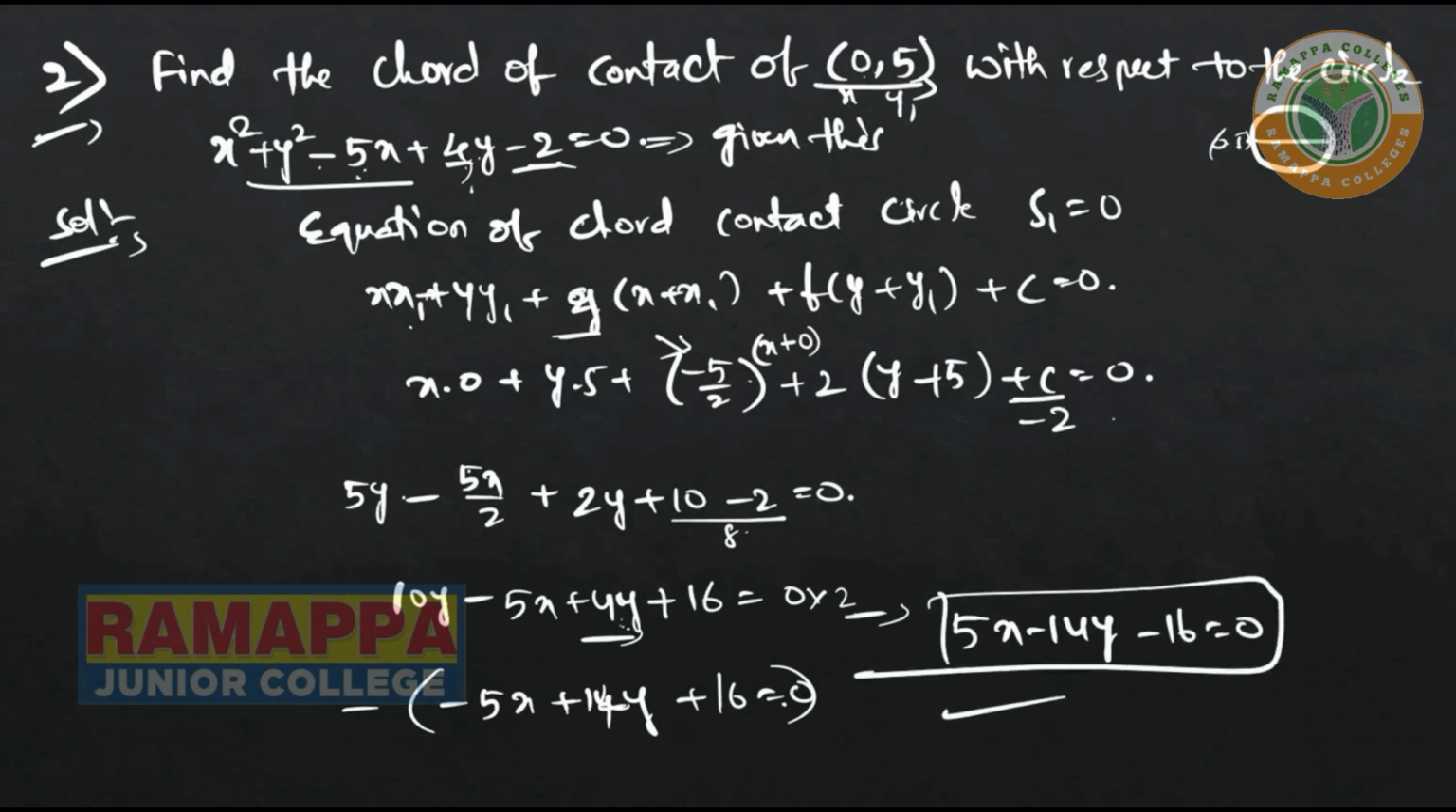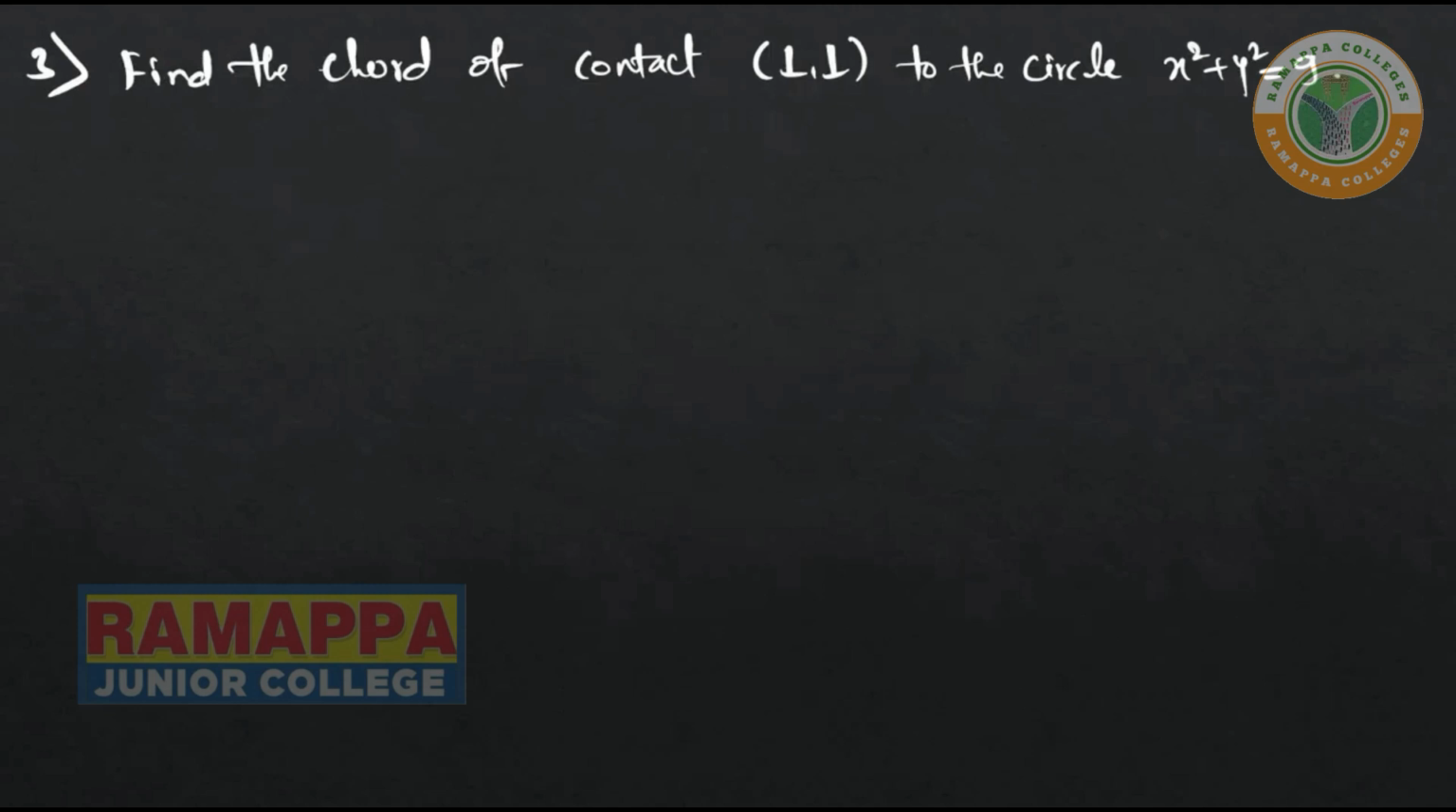Now move to the third question here. Now third question here: find the chord of contact of (1, 1) to the circle x square plus y square is equal to 9 here. Solution will come like this. Here the given equation, what is the circle equation here? Circle is x square plus y square is equal to 9, no? So this is the given circle here.